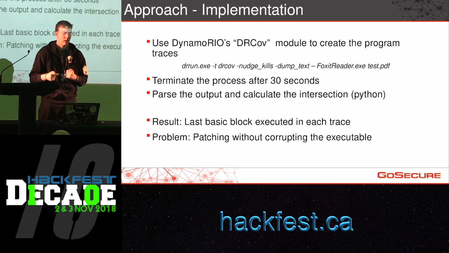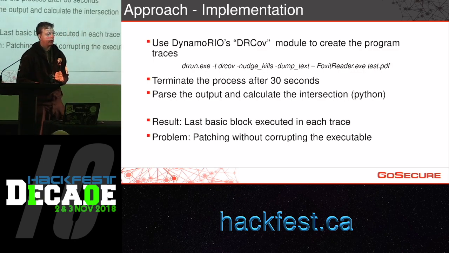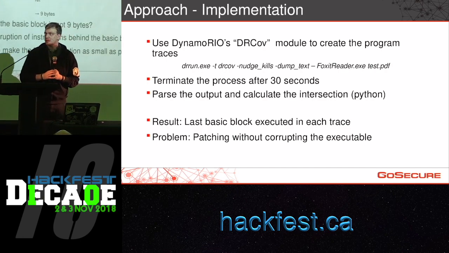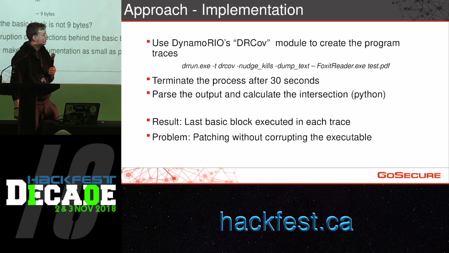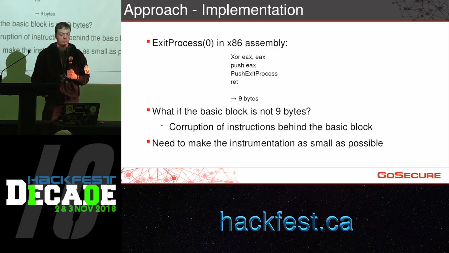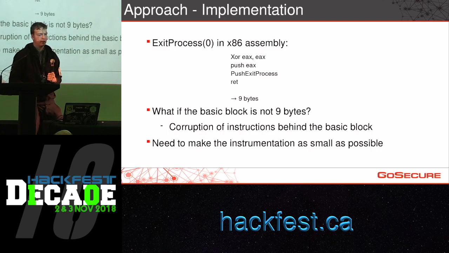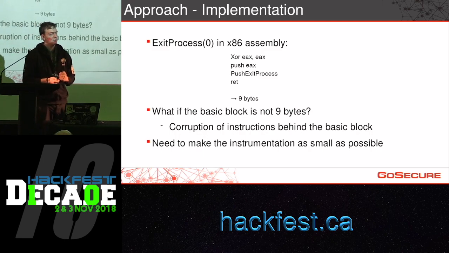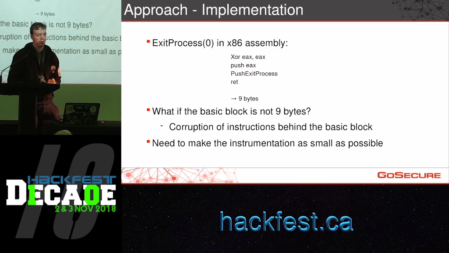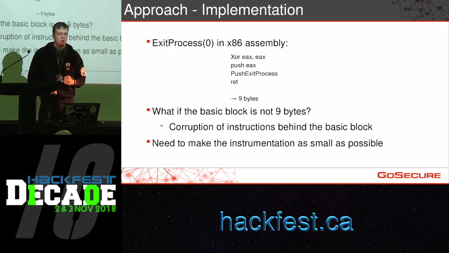There's a problem: how do I patch this basic block on assembly level without corrupting the entire executable binary? Because an exit process on a 32-bit machine might look something like this, right? You null out a register, push it on the stack, push the address of exit process on the stack, and then return. So this ensures that you call exit process with 0. The problem is that this code snippet would be 9 bytes in size. But what would happen if the basic block that we have chosen is not 9 bytes? This would basically mean that we overwrite instructions that are behind the basic block, which would corrupt the binary. So we have to make sure that the instrumentation that we apply is as small as possible.